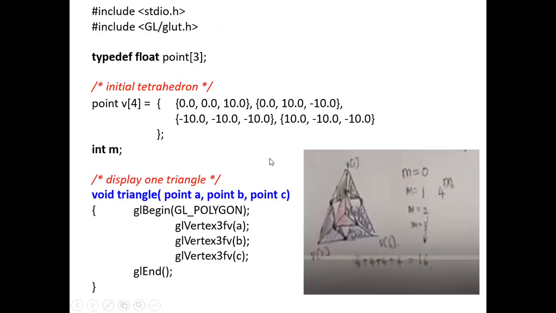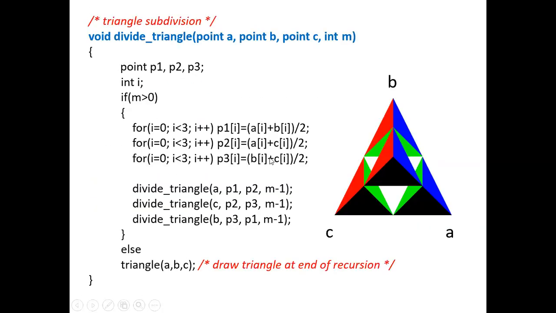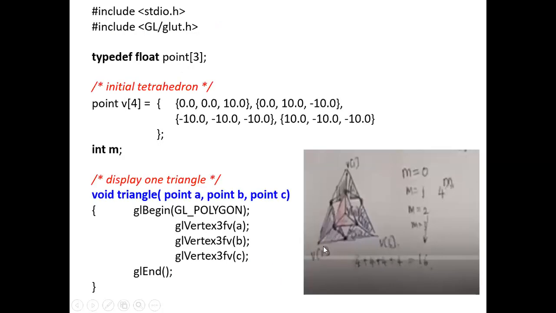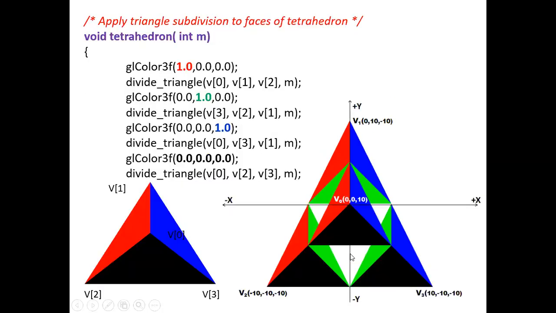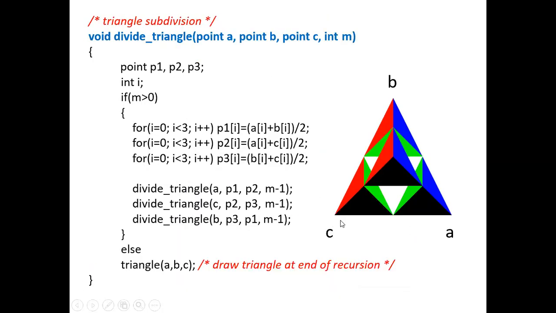So I'll consider one part of the face, as you can see here. This is my tetrahedron, vertex 0. Consider this part only. If this is my original tetrahedron, it has A, B and C. What I will be doing is, I'm first taking the midpoint of the first edge, which is A and B. So this particular point is P1 of i.